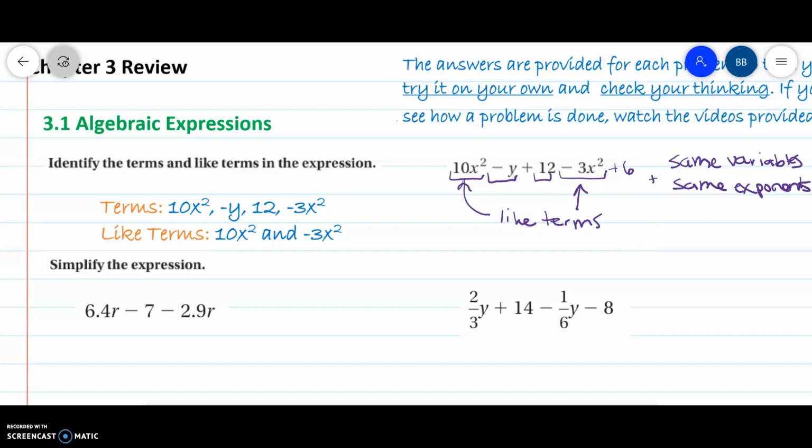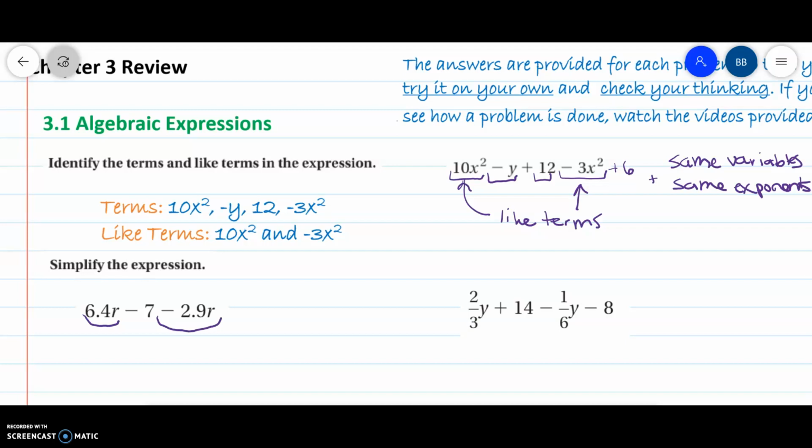So next we're going to work on simplifying these next two expressions. So 6 and 4/10 r minus 7 minus 2 and 9/10 r. So first, when we're simplifying, we just basically are combining like terms. So on this one, we need to identify the like term. So we have a 6.4r, a 7, that's not a like term because it doesn't have an r. And then this next term has an r in it, and we have to remember that the sign stays with the term it's in front of. So we'll think of this as a negative 2.9r.